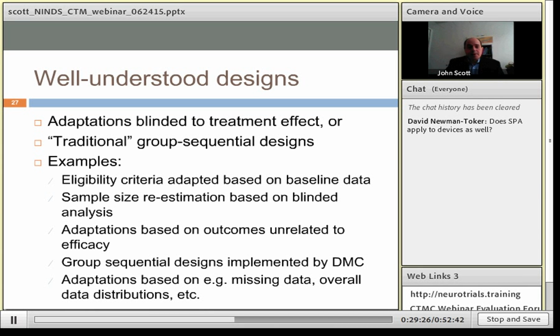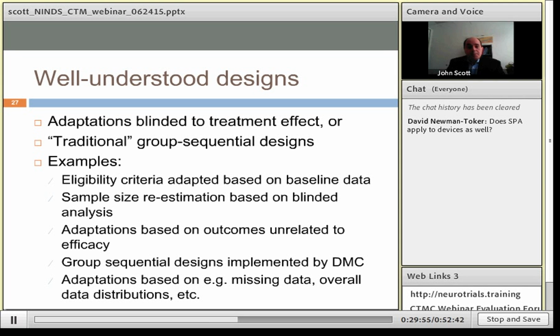But sticking with the language of the guidance, in terms of what a well understood design would be, the guidance talks about almost any adaptation that's blinded to treatment effect. So anything based on blinded analyses is generally well understood. And also, quote unquote, traditional group sequential designs, things like Lan-DeMets spending functions, even SPRT designs, although we don't see a lot of those. Those are considered well understood.